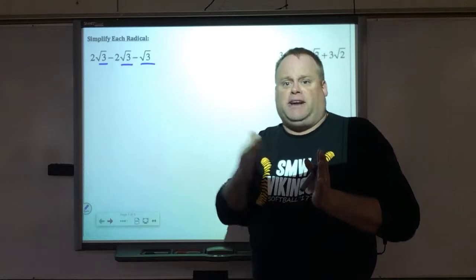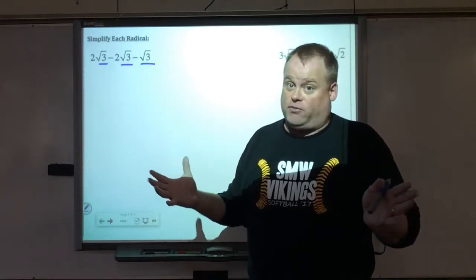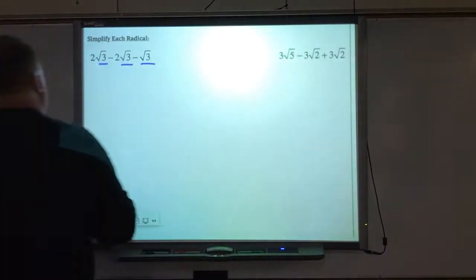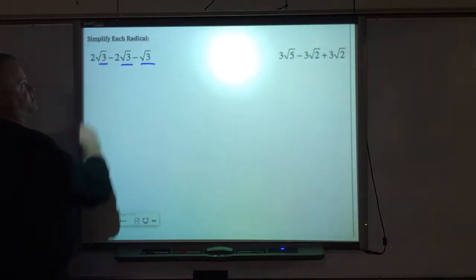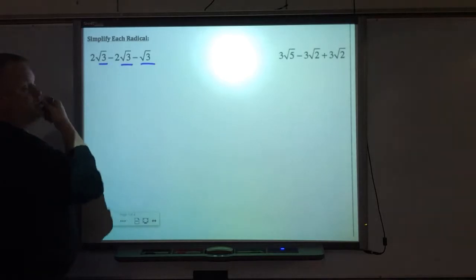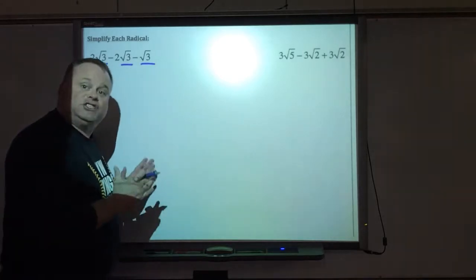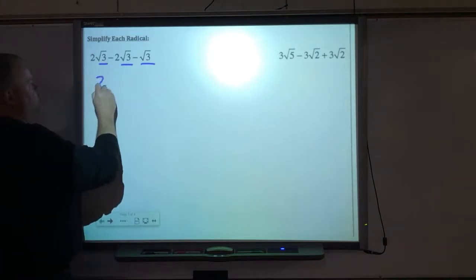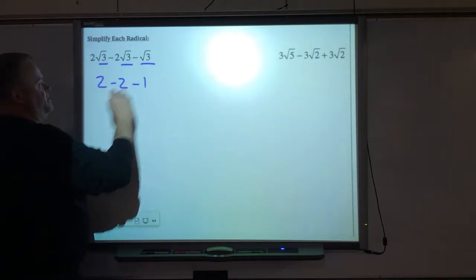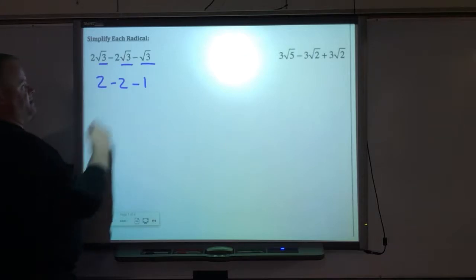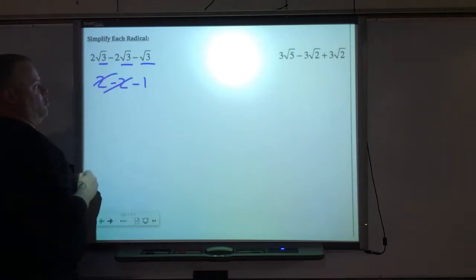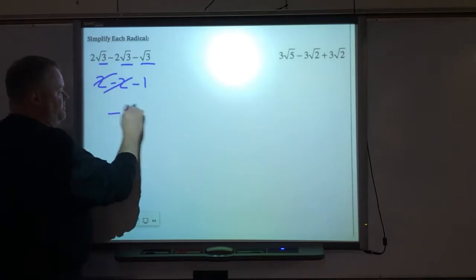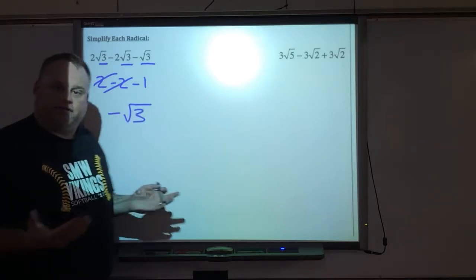So if I have 2x minus 2x, that's no x's left, right? Or 2x plus 2x, that's 4x. In this case, I have 2 square root of 3 minus 2 square root of 3 minus square root of 3. Since all of my radicals are the same, I'm really going 2 minus 2 minus 1. 2 minus 2 is nothing. What do I have left? A negative 1. So the reality is I have a negative square root of 3 left. Okay?